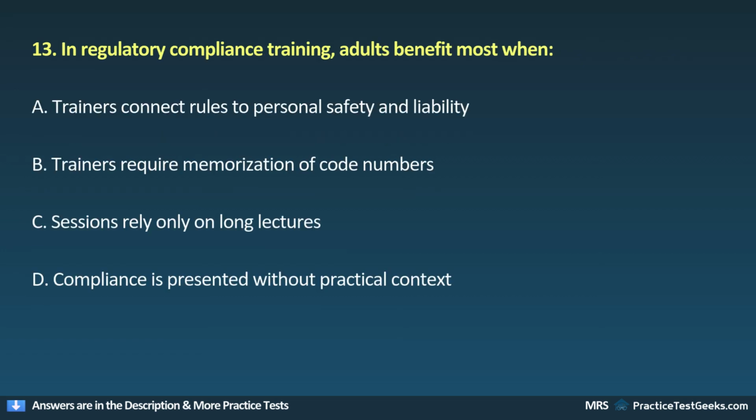13. In regulatory compliance training, adults benefit most when A. Trainers connect rules to personal safety and liability. B. Trainers require memorization of code numbers. C. Sessions rely only on long lectures. D. Compliance is presented without practical context.